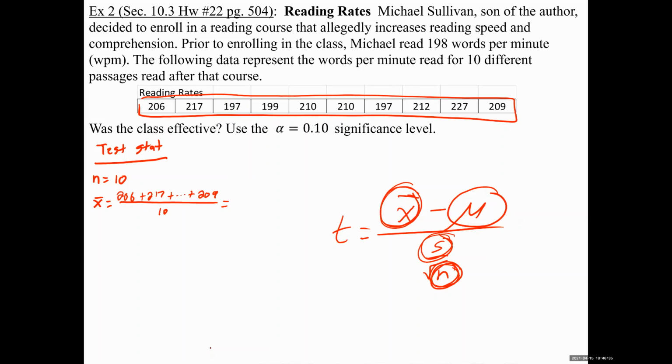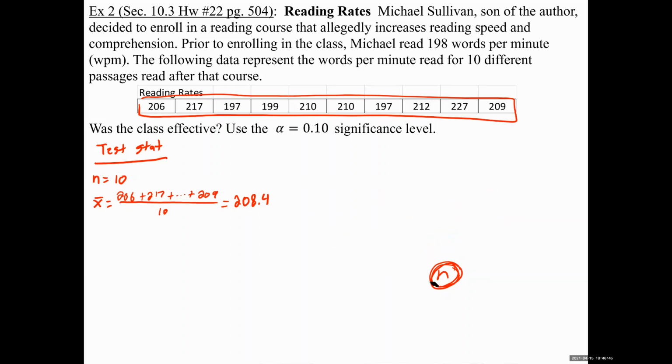All right, so what I'm getting is 208.4 for that. Okay, so we found the average of those numbers. Now I've got to find the standard deviation of these numbers. This is going to take a few steps, so I'll put it here, but I'm going to erase it afterwards.